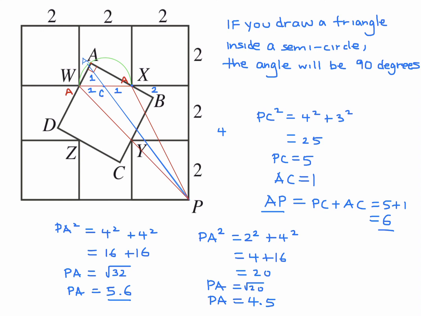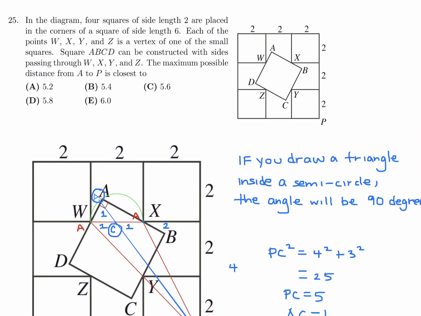So that means that the value of PA is maximum when A is right here, and that represents a straight line direct from A that passes through C and then goes all the way down to P. So 6 is the maximum value for AP, and therefore number 25, the answer is E.